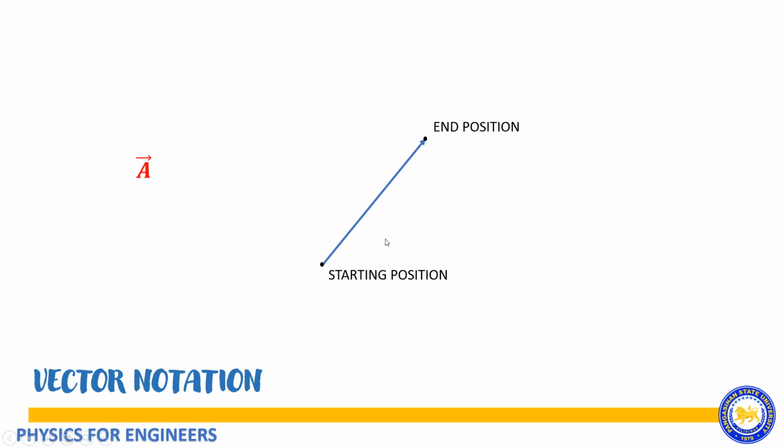Okay, vector notation. A vector is notation or represented by like this. So, halimbawa, vector B, tapos merong arrowhead dun sa taas. Yan. So, ang vector or ang displacement ay from the starting position to the end position. So, kung ano yung magnitude nito and then yung direction ng vector, yun yung displacement. Okay?